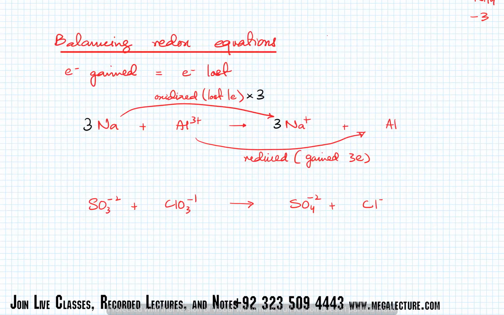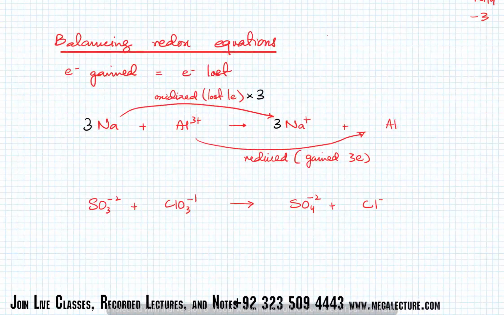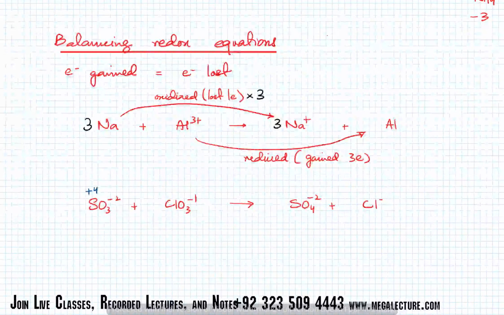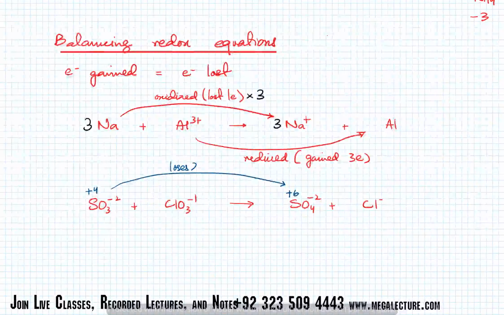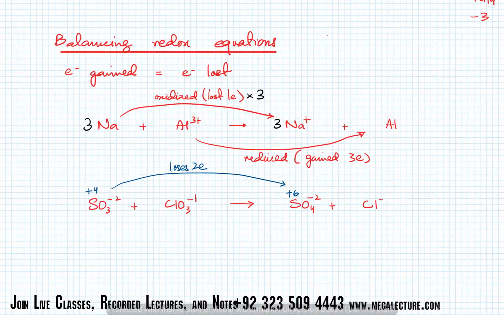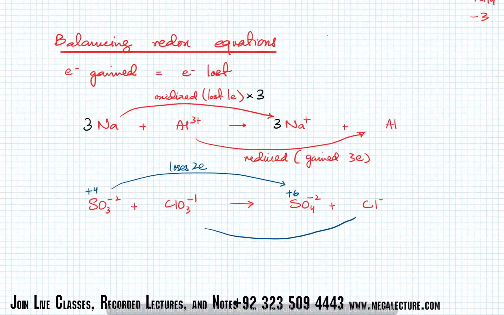Is the SO3 2- oxidized? Because the sulfur changes from 4+ to 6+, that means it ends up losing 2 electrons, right? Yep. What about Cl? The Cl is reduced because it goes from 5+ to 1-. So it gains how many electrons? 6.